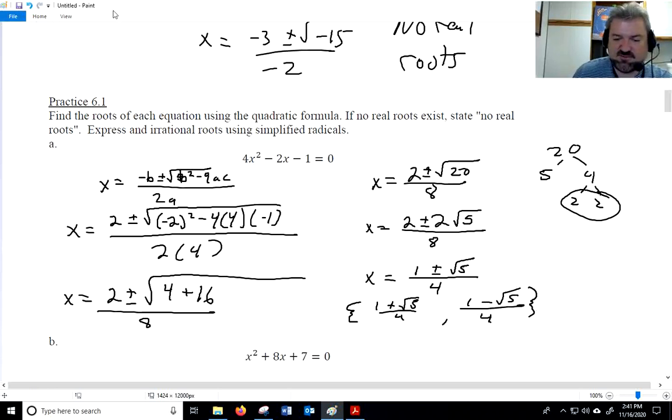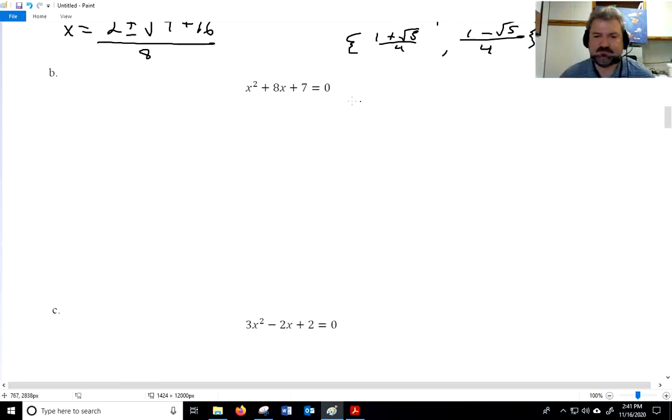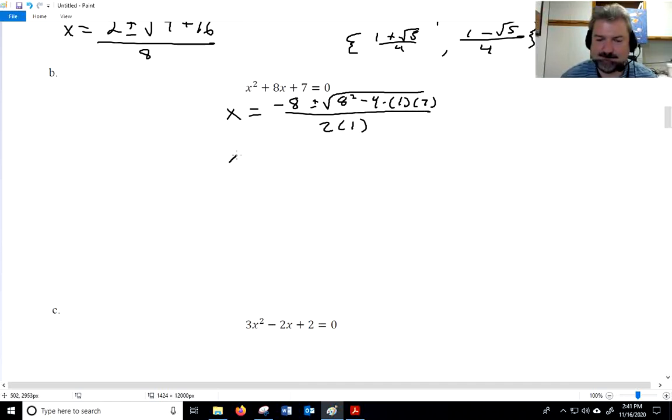All right, let's try the next one. Hopefully you did okay on that one. So this is x equals negative b plus or minus the square root of b squared minus 4ac all over 2a. So negative 8 plus or minus the square root of 64 minus 28 all over 2.